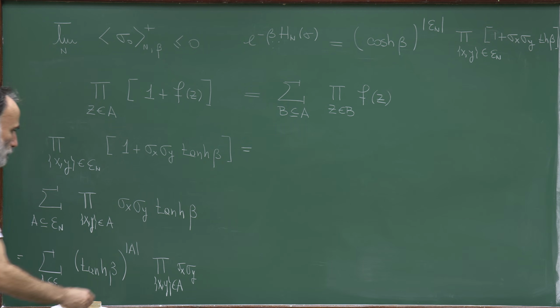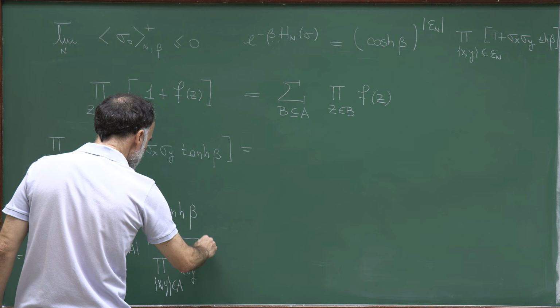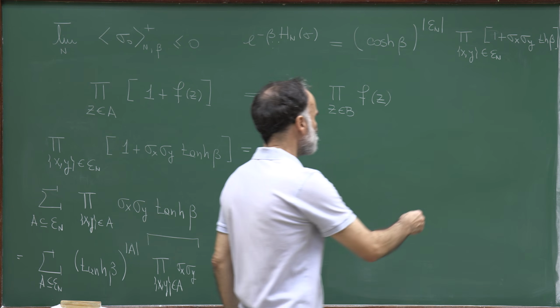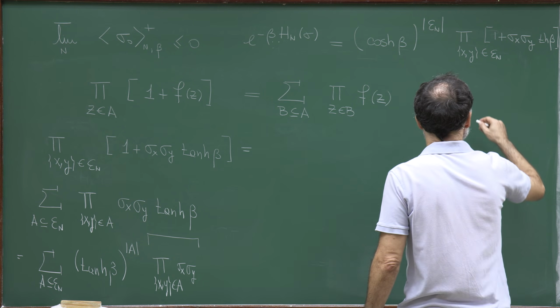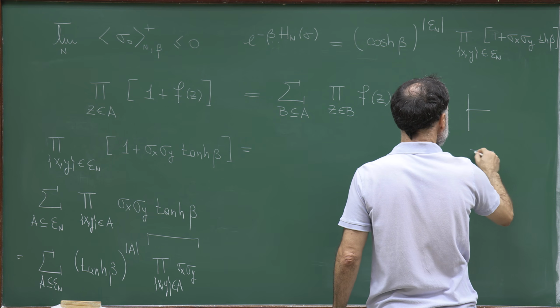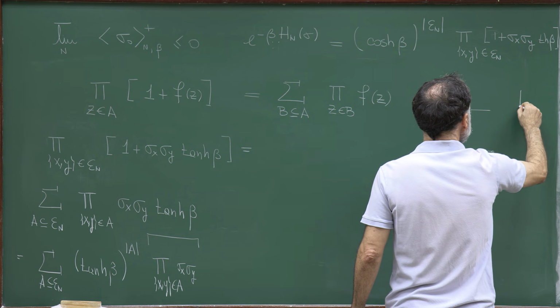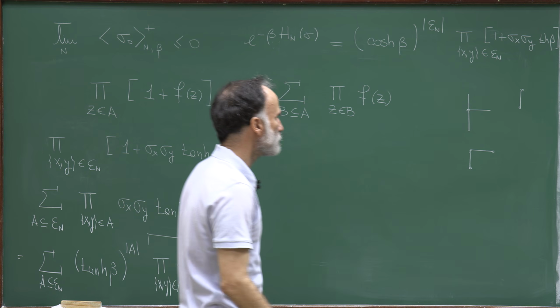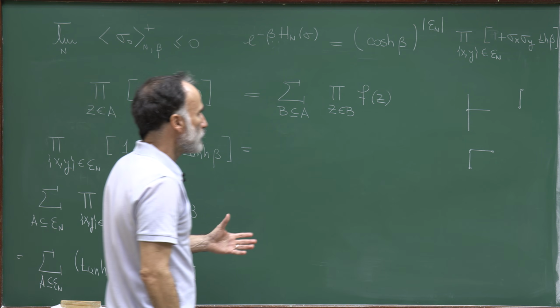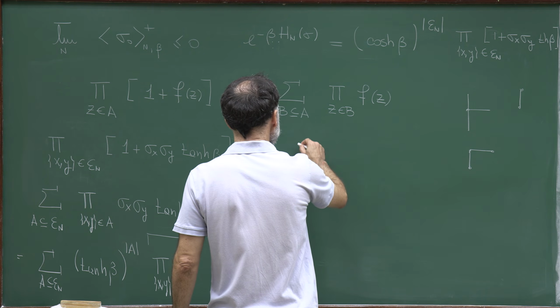Fine. Now I want to write a formula for this product. So you see, A is a subset of edges. Let me write a subset of edges quickly here. Let's say that A represents this number of subsets of edges. So I need to introduce some notation.